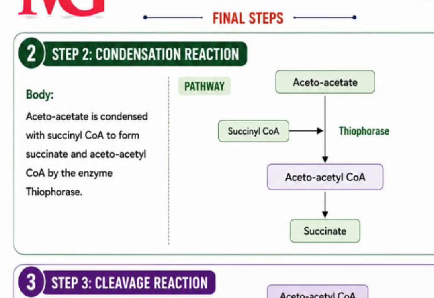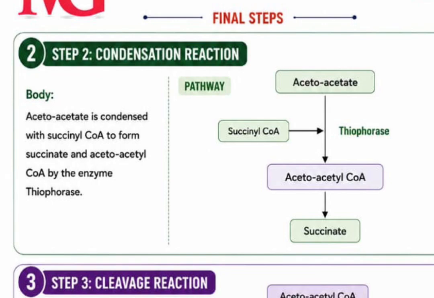Now, if I condense acetoacetate with succinyl-CoA, I'll get Acetoacetyl-CoA, and my succinyl-CoA will become succinate. Are you getting now? Always remember. So the condensation reaction involves that here I'll condense acetoacetate with succinyl-CoA to get Acetoacetyl-CoA and succinate. The succinyl-CoA will be oxidized to succinate.